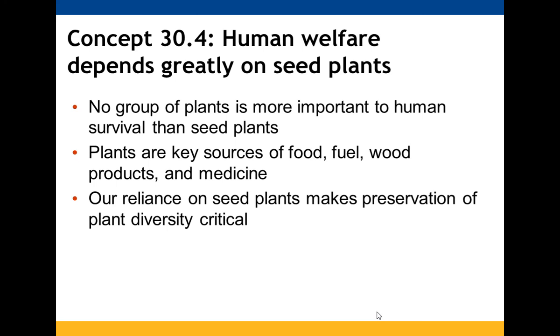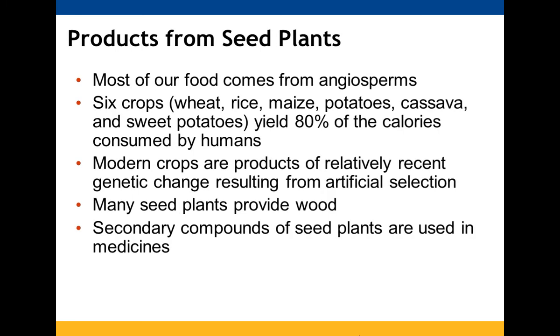So I think this is the last section. Human welfare definitely is dependent on our seed plants. They help to give us food, they help to give us fuel, they help to give us sources of medicine, they give us sources of energy. And so keeping this diversity present is super important. We get our fruits and vegetables from angiosperms. We also get wheat and rice and maize and potatoes and cassava. We eat that a lot in Sierra Leone, sweet potatoes.